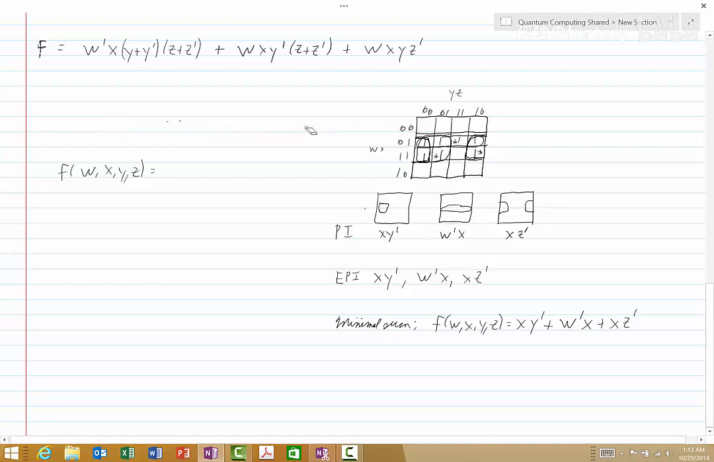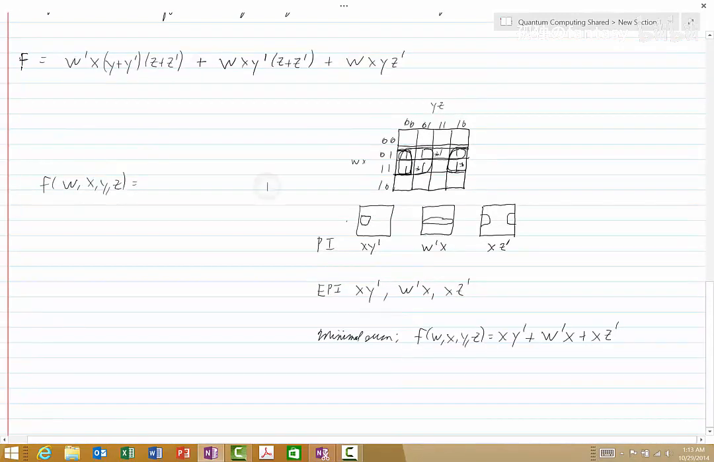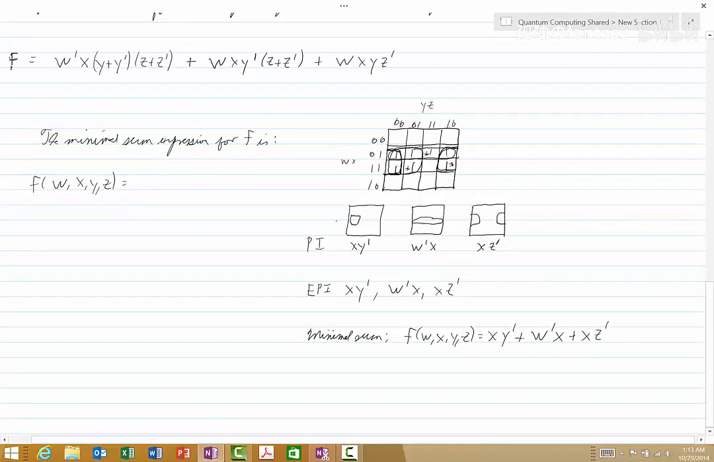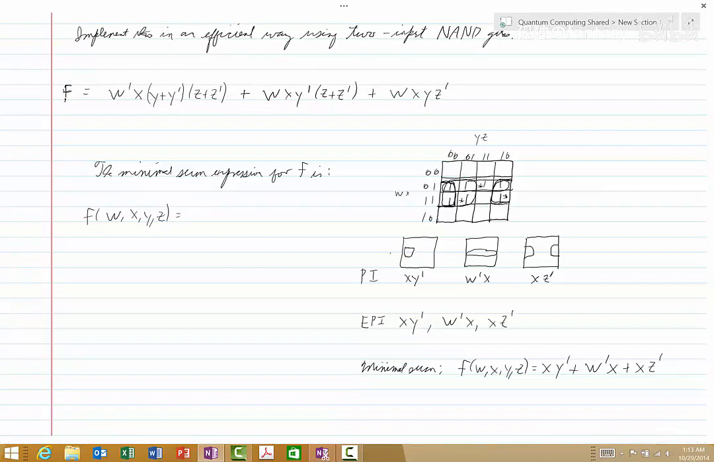But now I don't have to say assume anymore. We'll say the minimal sum expression for f is, and we have f of wxyz equals xy prime or w prime x or xz prime.